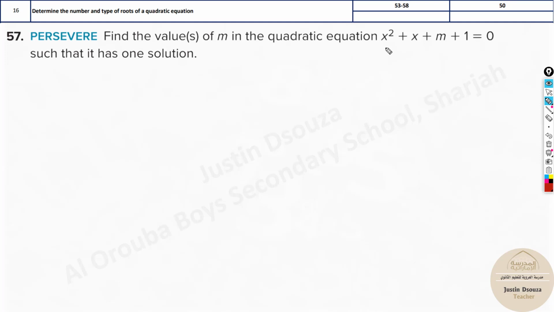They have given this equation. This is equal to 0. We need to solve. They have told it has one solution. So what is the thing? Here, what is the A value? A is equal to 1. B is equal to 1. The constant is m plus 1.